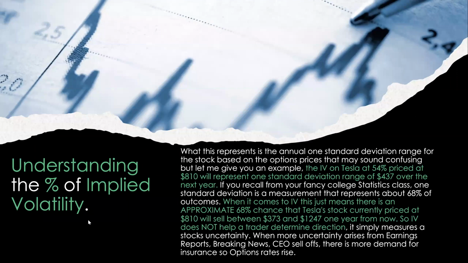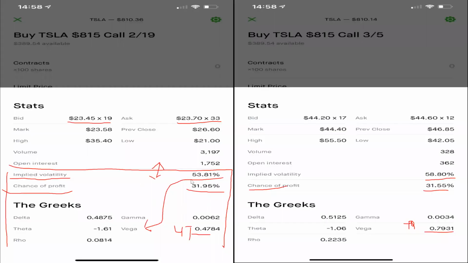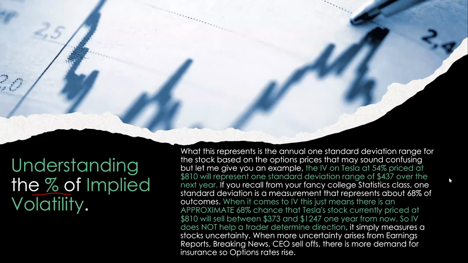So let's understand how we get that percentage. How do we get 53 and 58? That's always a good question. Like, what does this even mean? All right, what this represents is an annual 1 standard deviation range for the stock based on the options price. That may sound confusing, but let me give you an example of this.